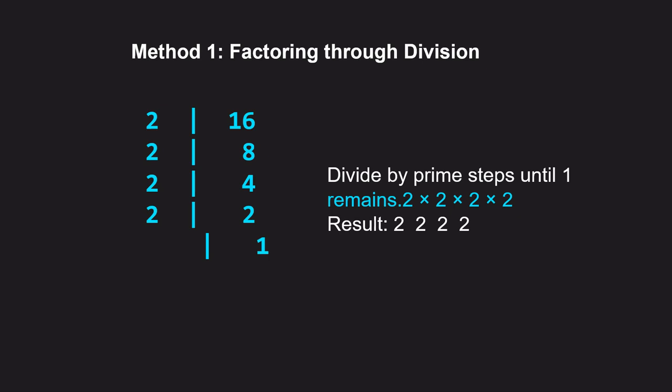Starting with the division method, our goal is to consistently strip the number using prime factors until only one remains. We take 16 and divide it by the smallest prime, 2, which cuts it to 8. We divide by 2 again to get 4, once more to get 2, and a final division leaves us with our target remainder 1. By gathering our divisors on the left, we reveal that 16 equals 2 times 2 times 2 times 2.